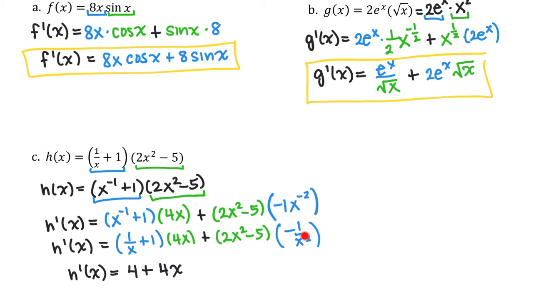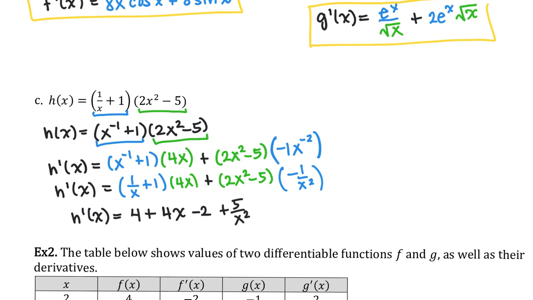And then I'm going to distribute negative x squared. Negative 1 over x squared times 2x squared is going to be negative 2. Negative 5 times negative 1 over x squared is going to be positive 5 over x squared. Let me condense the 4 and the 2. So that's going to be 4x plus 2 plus 5 over x squared. And I'm going to leave my answer like that.